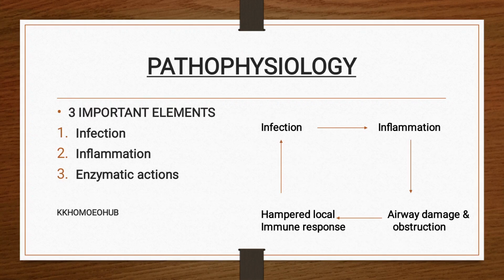Pathophysiology of bronchiectasis. It includes three important elements, that is infection, inflammation, airway damage and obstruction, that is the enzymatic actions which are taking place. When there is infection leading to the inflammation, then again inflammation leading to the airway damage and obstruction, again it leads to the hampered local immune response and back again to secondary infections. So now let's understand in detail how the bronchiectasis occurs.